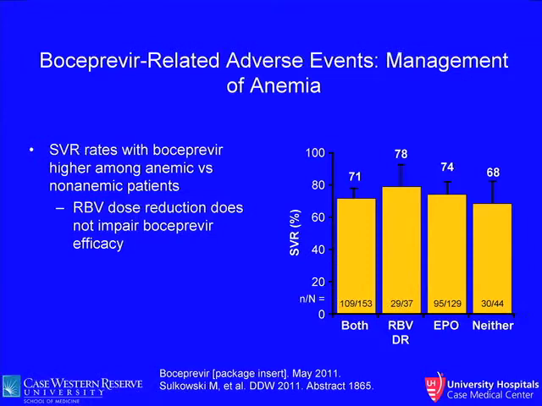And as seen in this table, which breaks down patients who had dose reductions, that's the RBVDR, and I can't really point to it, patients who got epogen, patients who got neither, and patients who got both, there really is not much of a difference in the sustained virological response. So if you have a patient on treatment and they become anemic, ribavirin dose reduction is the way to go. There is no doubt in anybody's mind about that at this point.